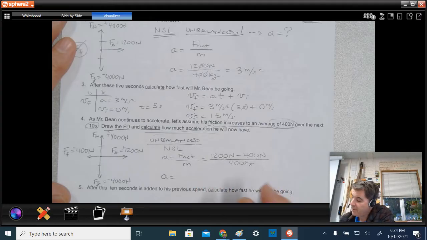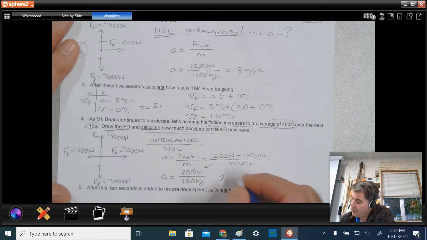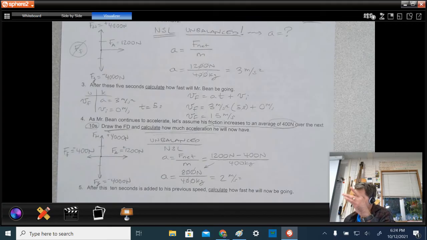1,200 minus 400 is going to give me 800. So now I have 800 newtons, and this is coming over here, over 400 kilograms. And so I get 800, and the zeros cancel. 8 divided by 4 is 2 meters per second squared. So now I'm still accelerating, but I'm just not accelerating as much as before because my force of friction, my drag, is increasing.